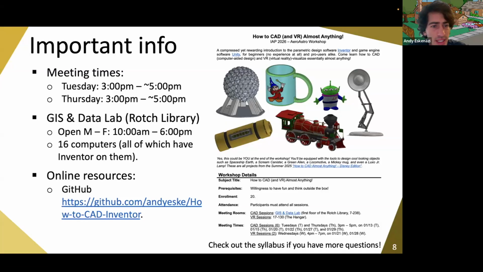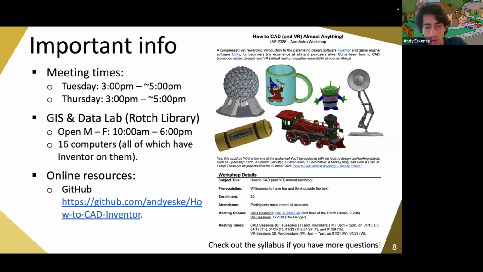We'll be in the GIS and Data Lab. That's open Monday through Friday, 10 to 6 p.m. There are 16 computers, one of which I'll be using myself. But you can download Inventor for free on any Windows computer. So that's something important to know if you happen to have your own computer.